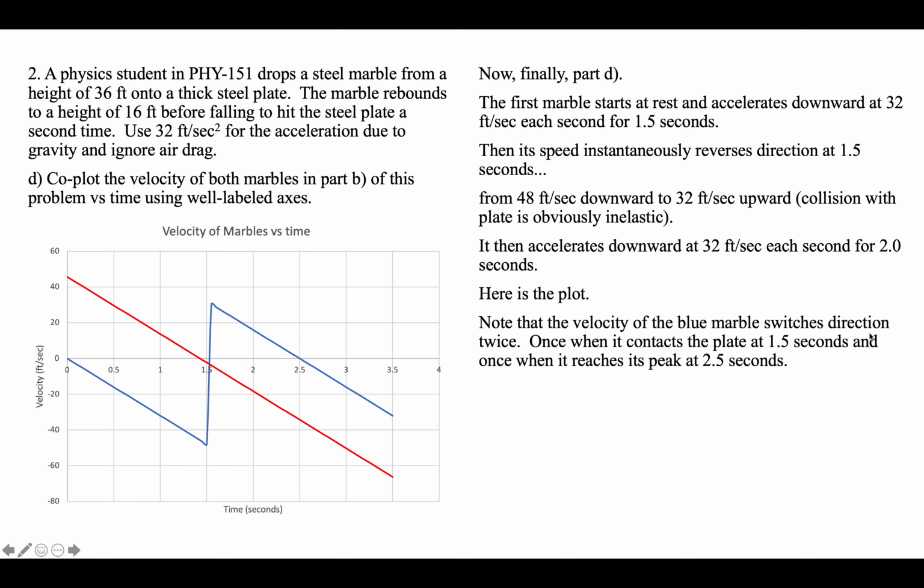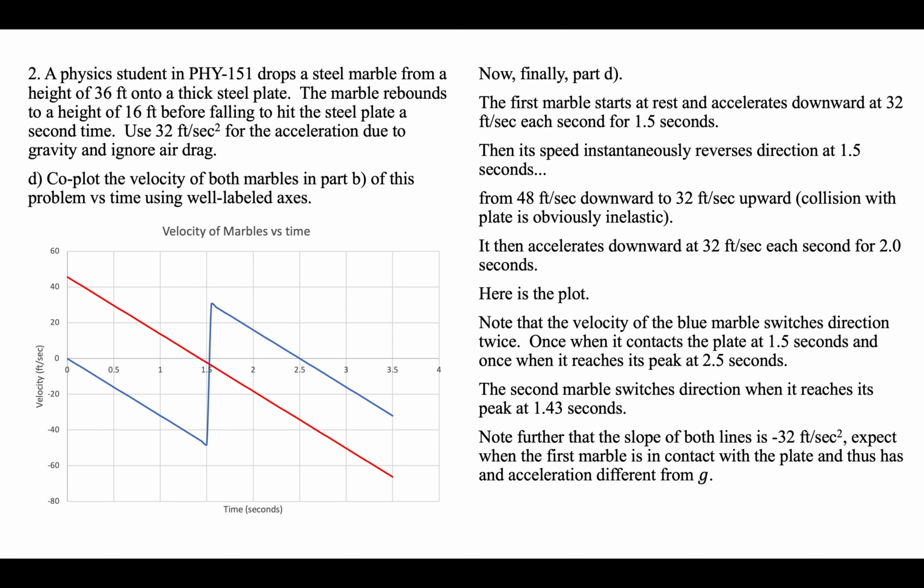The velocity of the blue marble switches directions twice. Here, when it hits the plate, and here, when it's at its peak, 1 second after it hit the plate. Red marble only switches direction once, when it reaches the peak. So the slope of these lines are all 32 feet per second each second negative, except for this one here, when the slope is huge positive because the marble is contacting the plate.